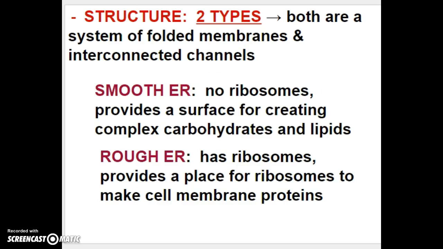There are two types of endoplasmic reticulum. The smooth ER does not have any ribosomes, so there are no assembly line workers associated with this endoplasmic reticulum. Basically what the smooth ER does is it creates some carbohydrates and lipids for the cell. The rough endoplasmic reticulum, this is the assembly line with our assembly line workers. So this is where the ribosomes actually make their proteins.